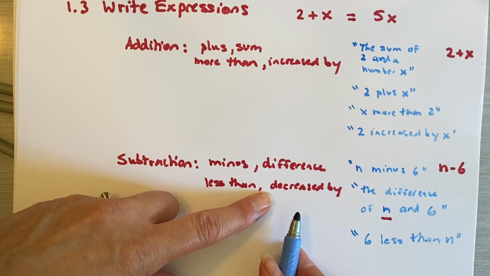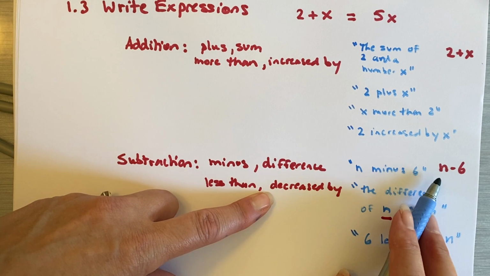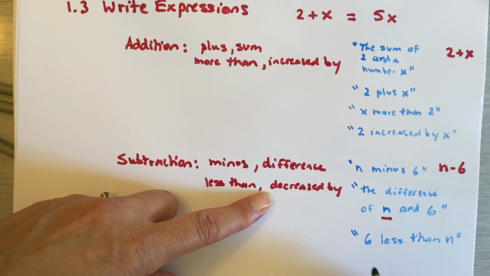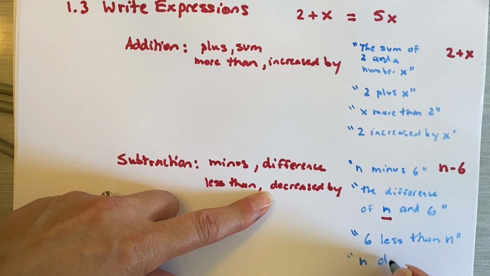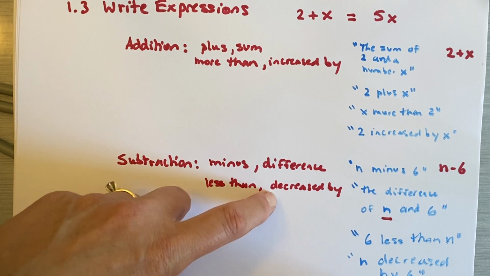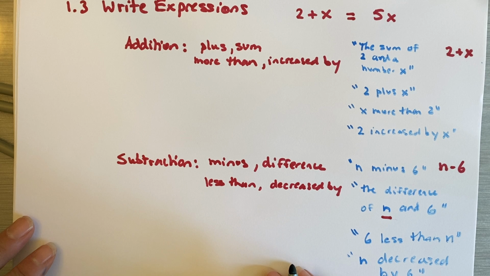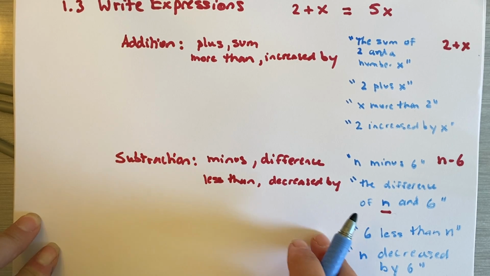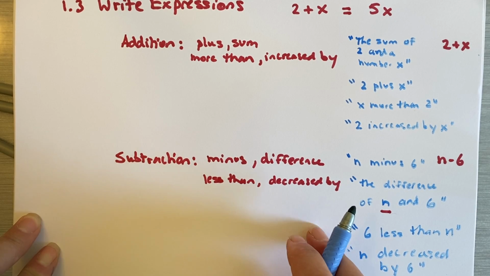How about decreased by? You have n, whatever that is, and you're decreasing it by 6. So n decreased by 6. Very, very important. When I have students mess up, this is usually the number one place they mess up. Okay, and so we're going to do some examples of this to kind of get this straight in your minds.